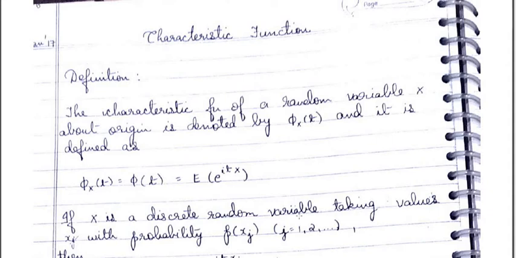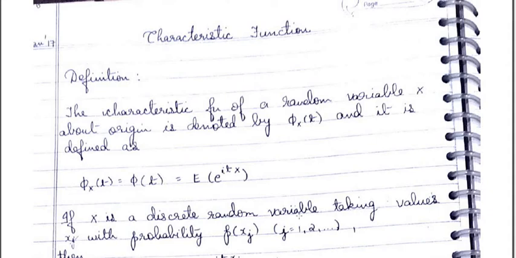So characteristic function is basically a generating function. It is just like a moment generating function, where in moment generating function we take the formula M_X(t) is equal to expected e raised to tX. Rather, in characteristic function we take the formula phi_X(t), that is phi(t), is equal to expected e raised to itX, right? So let us start with the definition part of the characteristic function.